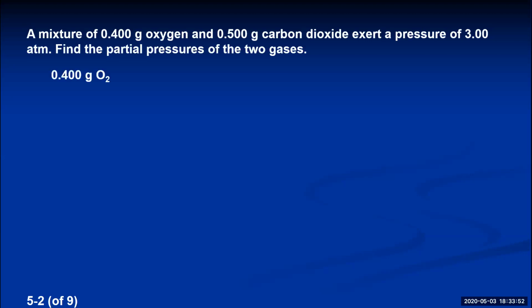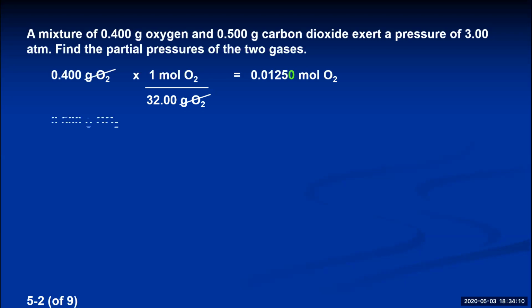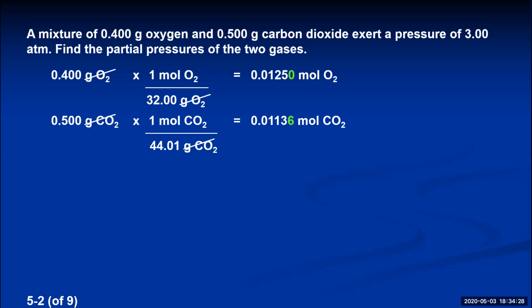Oxygen is a diatomic gas. Its molar mass is 32.00 grams per mole. So if we multiply by the molar mass in reciprocal form, grams will cancel out, and we'll have calculated how many moles of oxygen gas are in this particular mixture, which comes out 0.0125 moles. We have 0.500 grams of carbon dioxide. Carbon dioxide's molar mass is 44.01 grams per mole. So multiplying by the reciprocal of carbon dioxide's molar mass, we can make the grams cancel out, and we'll have calculated how many moles of carbon dioxide are in this mixture, 0.0114 moles.